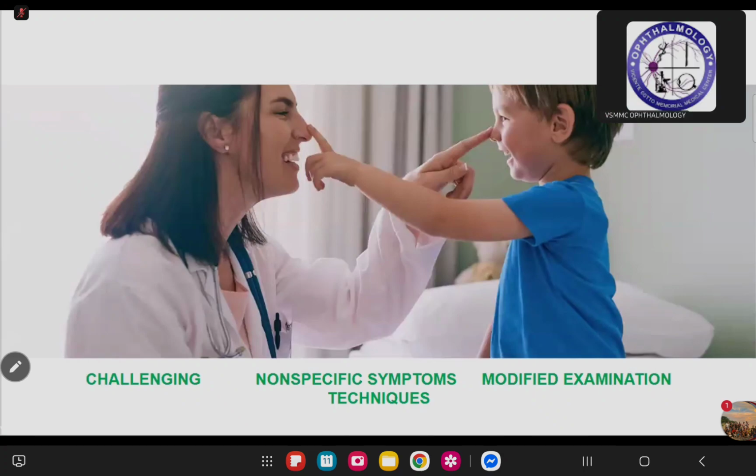So, good afternoon again. In pediatric ophthalmology and strabismus, it's noted that examining a child is very challenging. Symptoms are often unspecific and information is hard to convey, especially for illiterate or pre-verbal children. Examination techniques require modification, so we have to adjust depending on the situation.